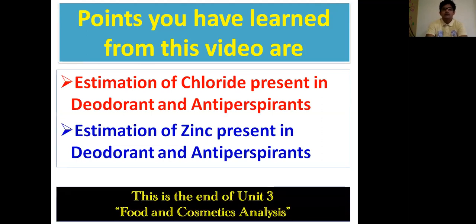So dear students, this is the end of unit 3, food and cosmetic analysis. This video lecture series consisting of 19 videos on different topics covers completely unit number 3 of your semester 6 paper 4, analytical chemistry. The name of the unit is food and cosmetic analysis. If you have not gone through all the videos, please watch all videos 1 to 19 to learn this complete unit 3, food and cosmetic analysis.